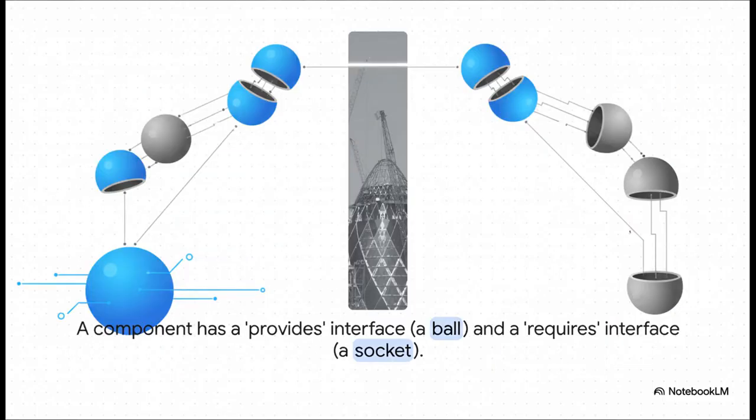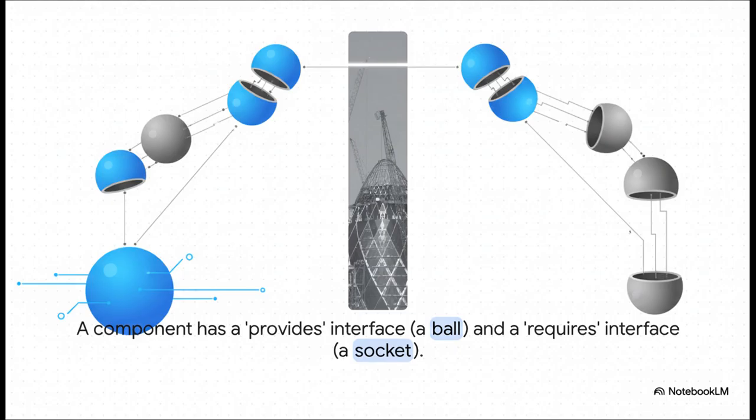Okay, I love this diagram. It's probably the most intuitive way to think about how components talk to each other. See that ball? That's the provides interface. It represents all the services and functions this component offers to the outside world. And the socket? That's the requires interface. It represents the services that this component needs from other components in order to do its job. It's such a simple but powerful metaphor, right?